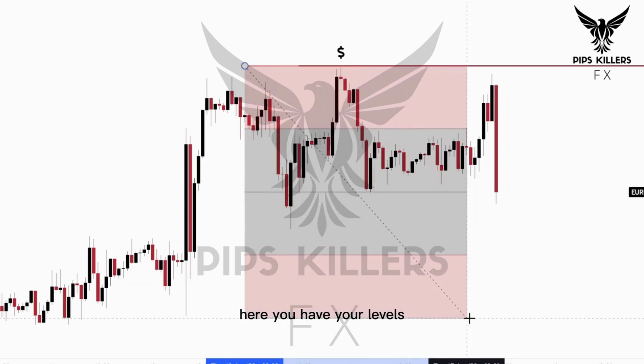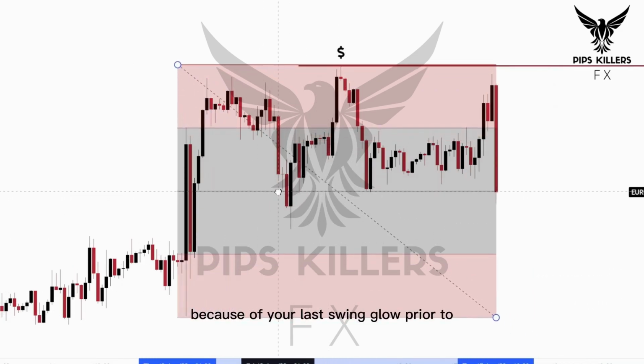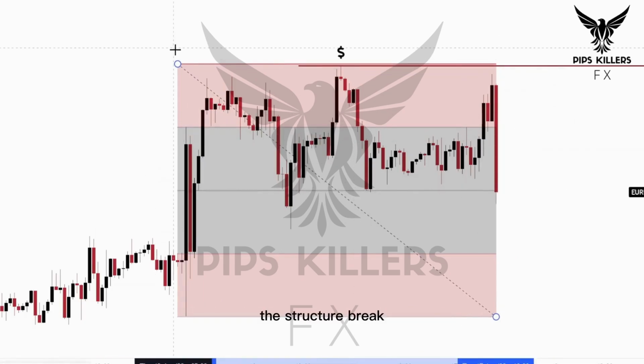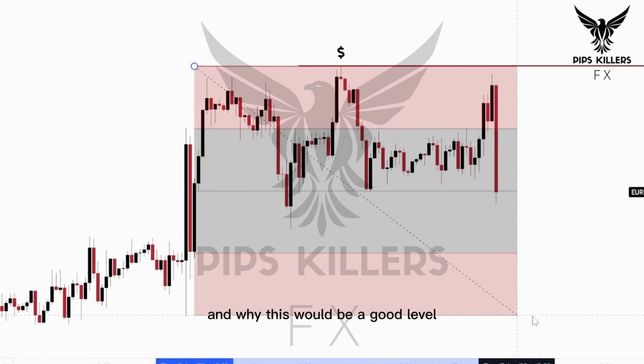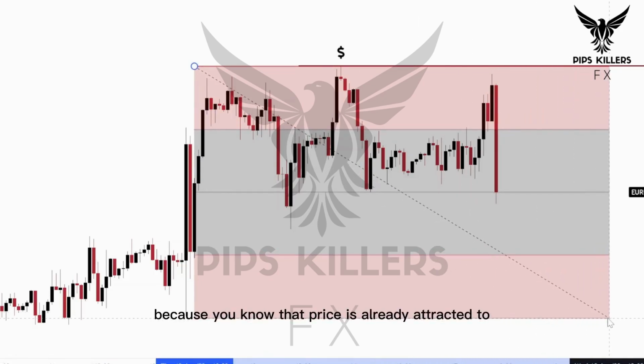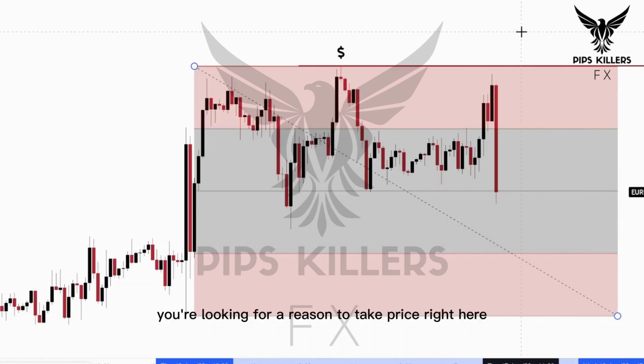Here you have your levels. Why do we pick this level? Because of your last swing low prior to the structure break. And why would this be a good level? Because you know that price is already attracted to our liquidity. Price needs a reason to pull here. So when you look for entry, you're looking for a reason to take price right here.